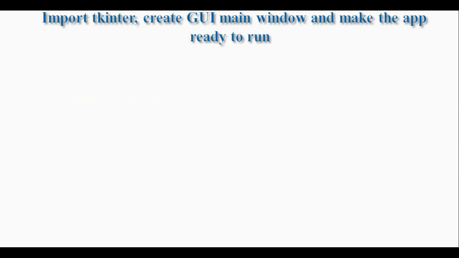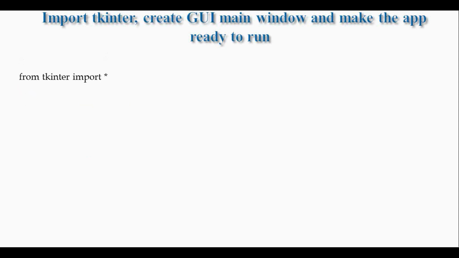Now we'll start from scratch: how to create the registration form. The first step is you have to import Tkinter, then create the GUI main window, and make the main application ready to run. These are the first three steps.